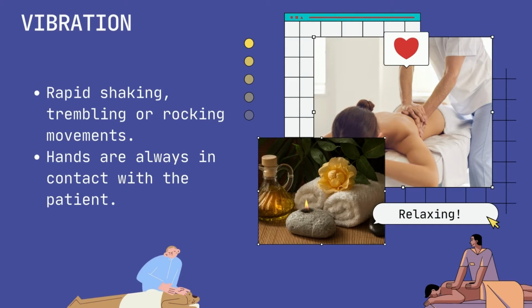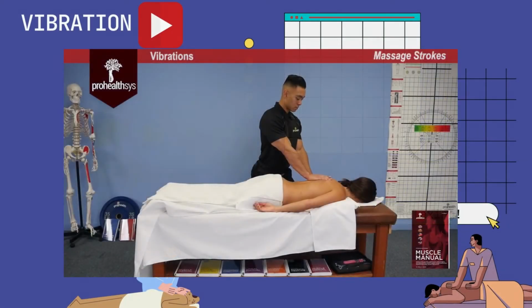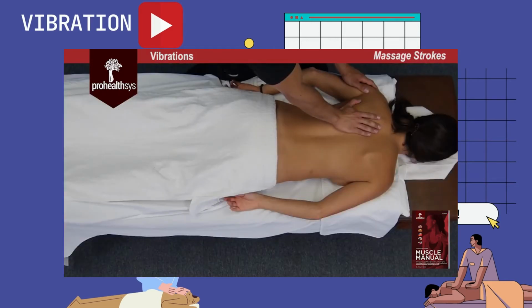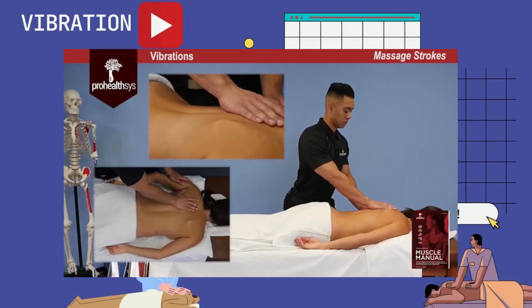Vibration massage is a rapid shaking, trembling, or rocking movement. Hands are always in contact with the patient. As we can see in the video, the demonstrator is not moving his hands and is staying in one place. It can also be done with a gliding motion while still trembling the hands.